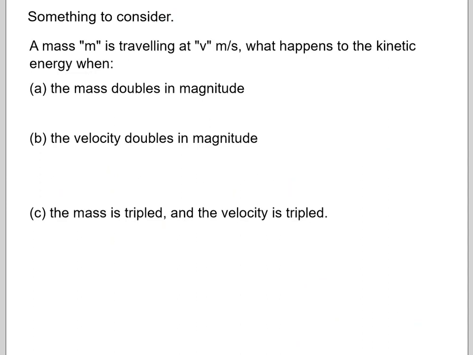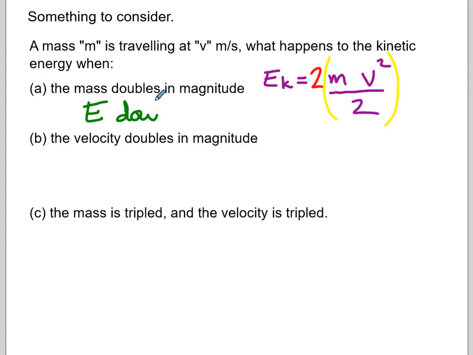So something to consider. A mass m is traveling at v meters per second. What happens to the kinetic energy when, this is a very popular IB kind of question, the mass doubles in magnitude? So if we take our original expression, and I'm going to space it out just a little bit, there's my original expression. If I double the mass, I can see very clearly I have the original times 2. So in this case, if I double the mass, the energy doubles. Makes sense, fairly predictable.